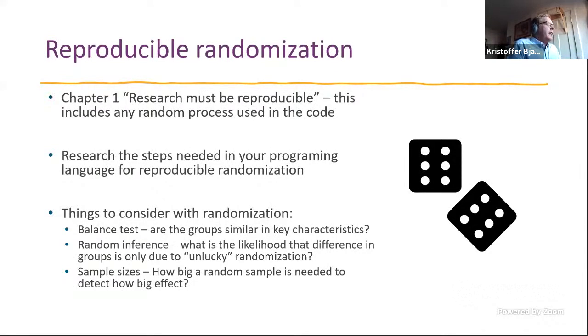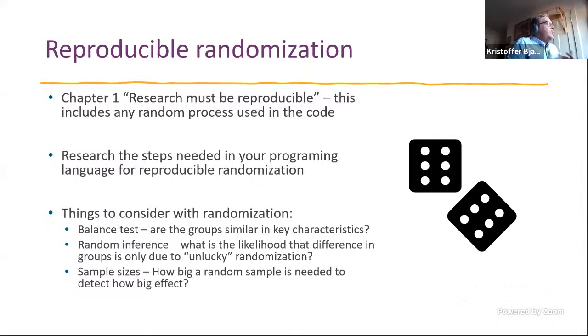Because you can be unlucky and all the more prosperous individuals end up in the treatment group and all poorer individuals end up in the control group. And then that will drive the result rather than the treatment that you're implementing.